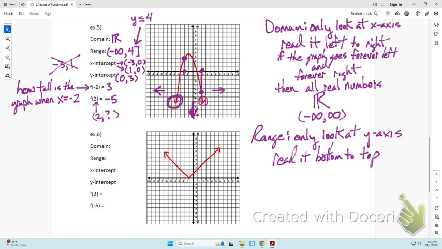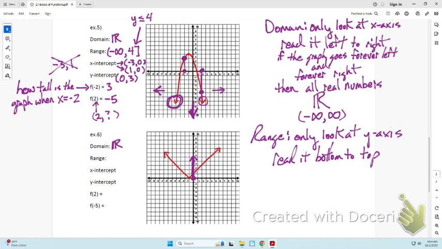All right, I'm going to speed it up. Number 6, you should hit pause and try and answer them yourself. Number 6 goes forever left, forever right, so it is all real numbers. The range, it starts at the origin. Well, not at the origin. It starts at 0, and it goes forever up. You make that somehow darker. That's our range.